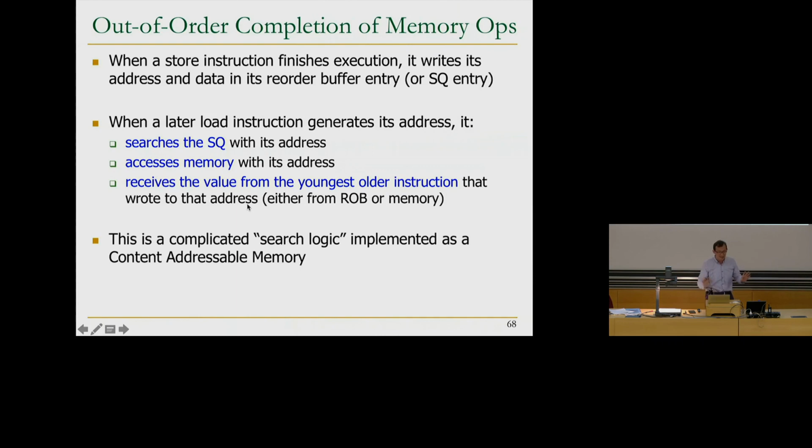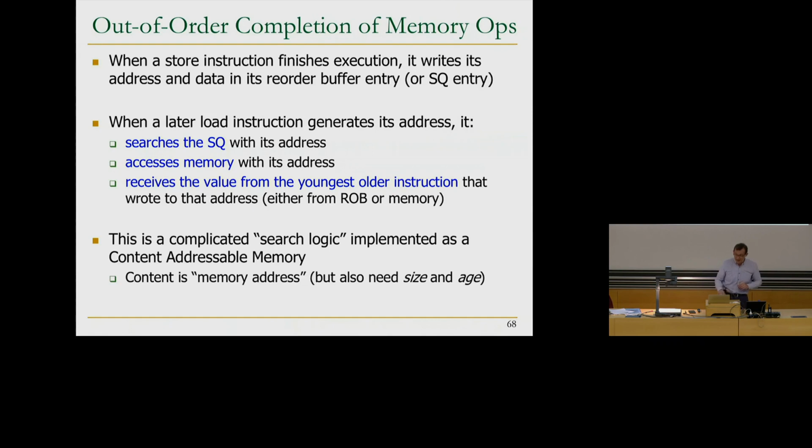To be able to do this, you need complicated search logic. Remember the content addressable memory that I introduced in the previous lecture? This is the worst content addressable memory that you have to enable out-of-order execution of loads and stores. The content is really the memory address, but you also need other stuff, like the size and the age. So let's take a look at this. This is called the store-to-load forwarding logic.